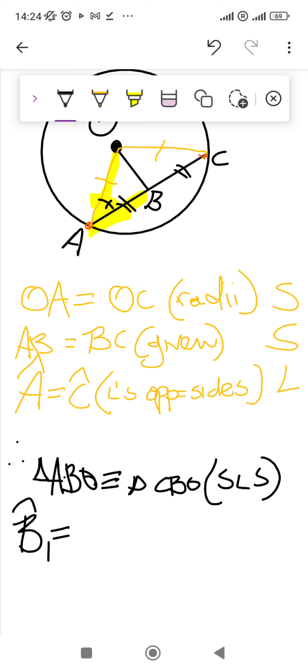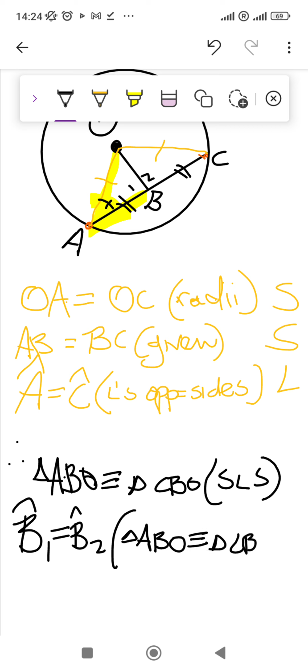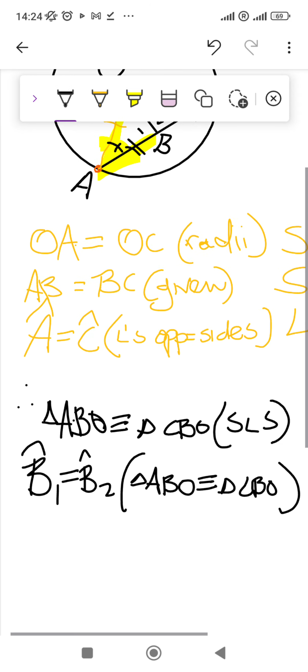Great. Now because we know these two triangles are congruent, what we also know is B1 is going to be equal to B2. I mentioned B1, B2, but that's not shown on my picture. So I just need to show that maybe that one is number one, this one is number two. They need to be equal. Why are they going to be equal? They're equal because of my congruent triangles, triangle ABO congruent to triangle CBO.